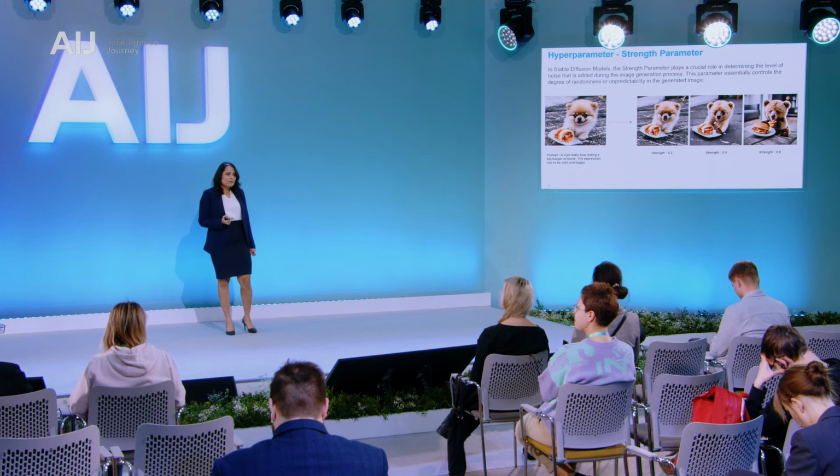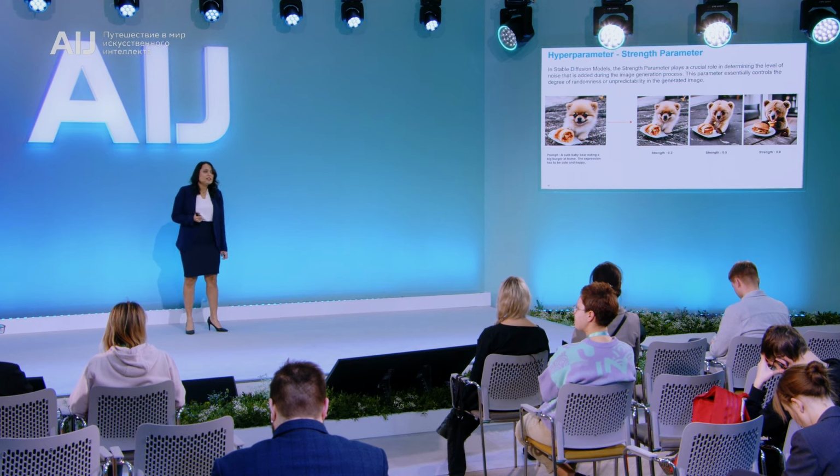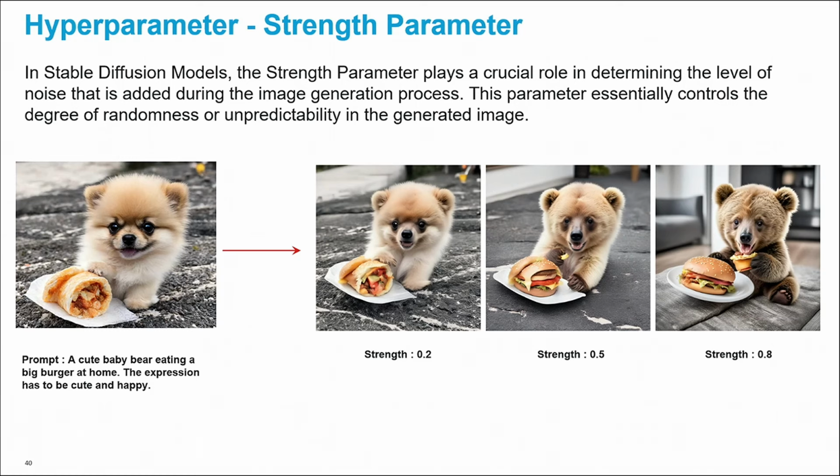Another important parameter in diffusion models is your strength parameter. The strength parameter plays a very crucial role because it determines the level of noise that is added. Now, you have all understood about noise, right? How noise can also be very powerful. Over here, we are using noise to create new synthetic data. The amount of noise you add actually increases the randomness of your final generated output.